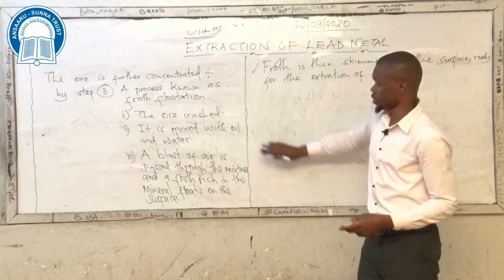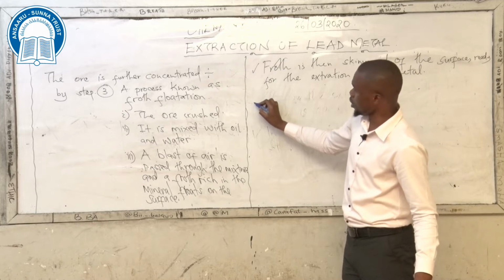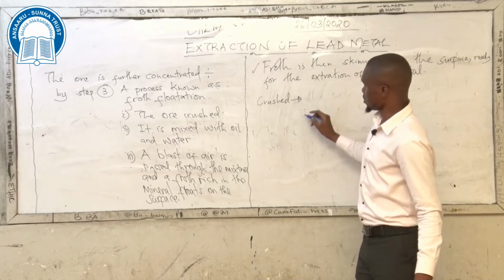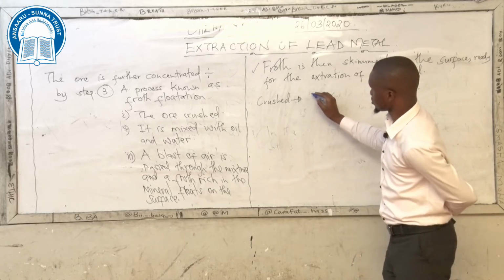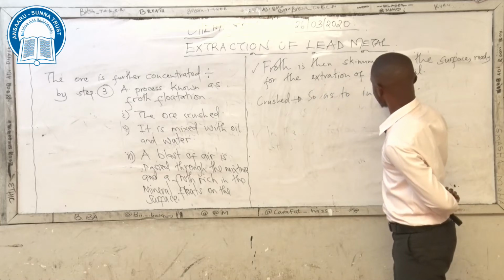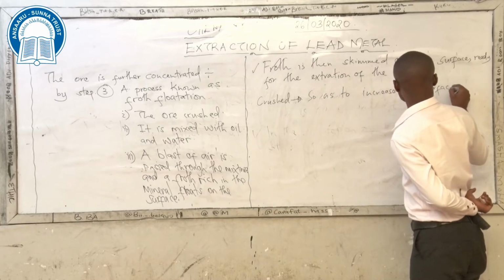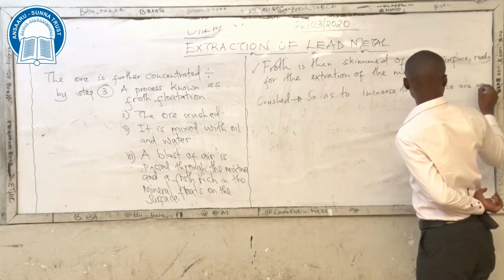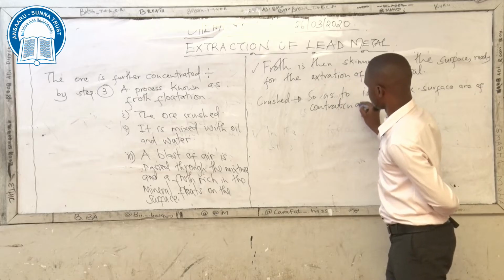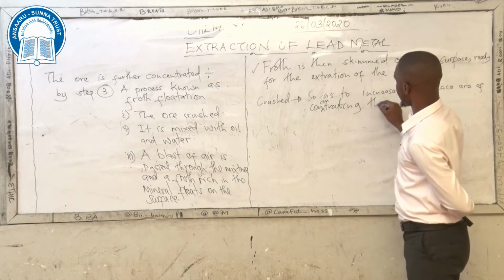Now, specifically to give the reasons for these steps, the first one was the ore being crushed. Why is the ore crushed? The ore is crushed so as to increase the surface area for concentrating the ore.